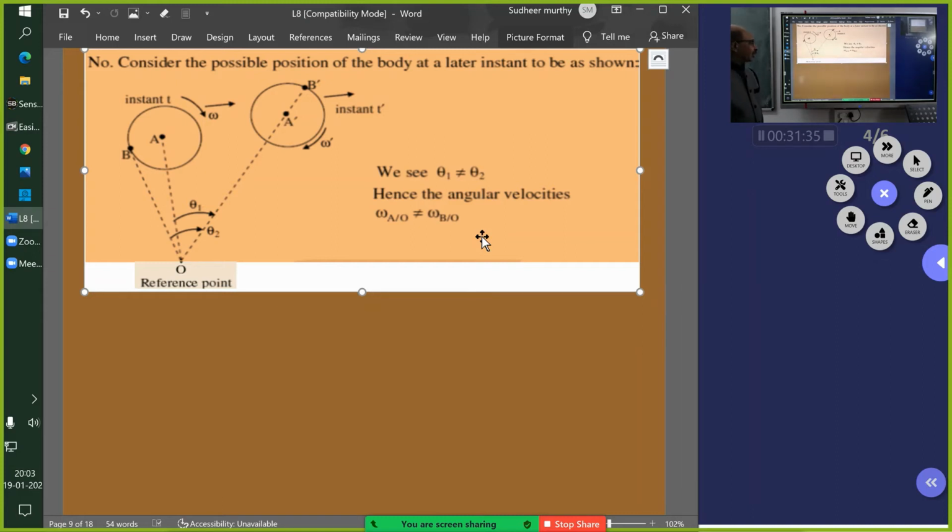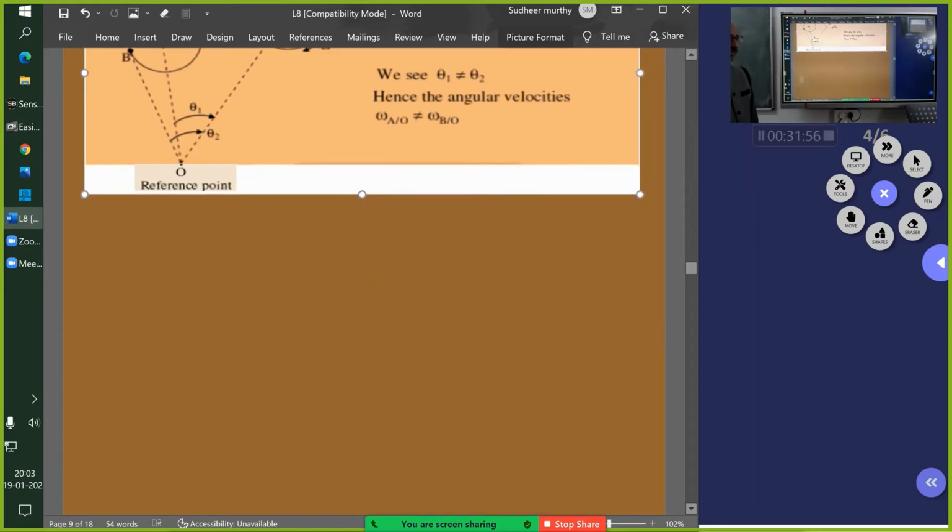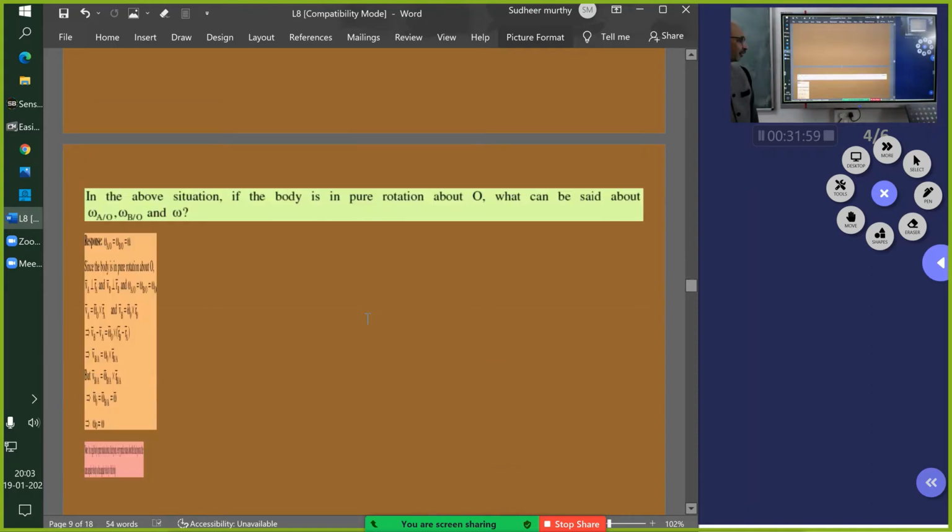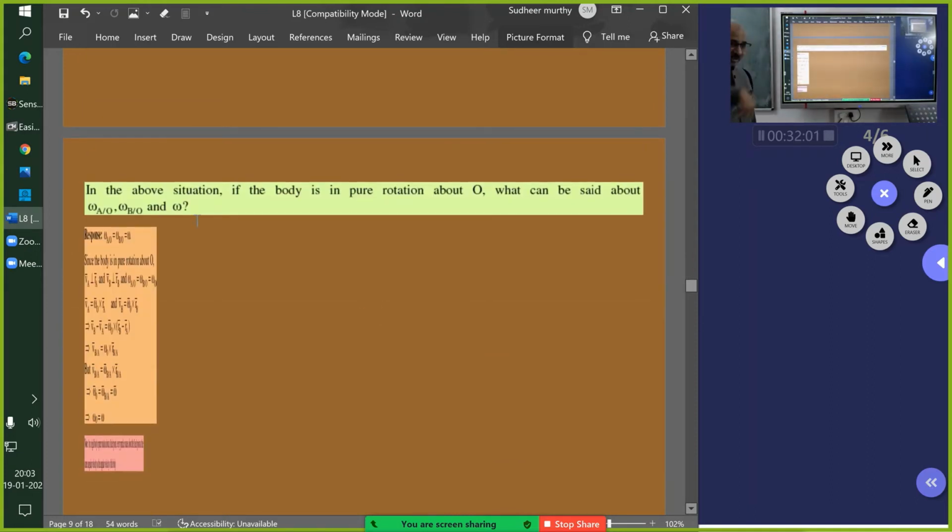Omega B with respect to A will always be equal to omega A with respect to B. That is there. But only thing is, now the other condition must also be satisfied. It should be equal to the omega of that body must also be equal to this. Is it possible?